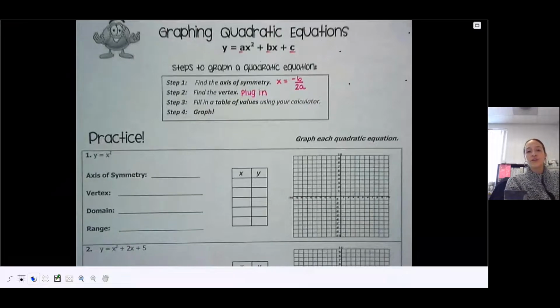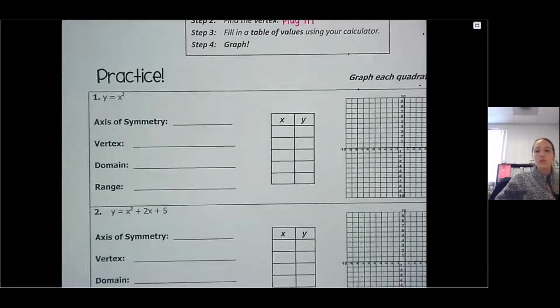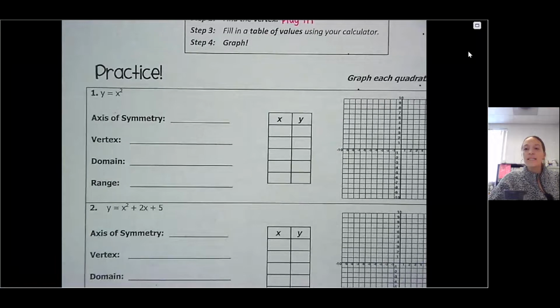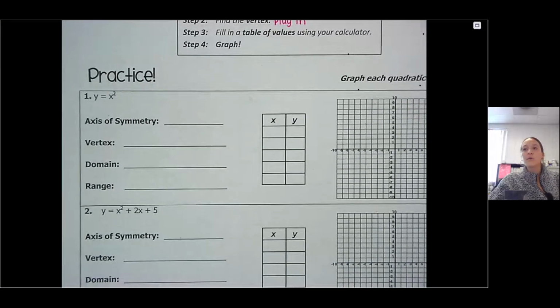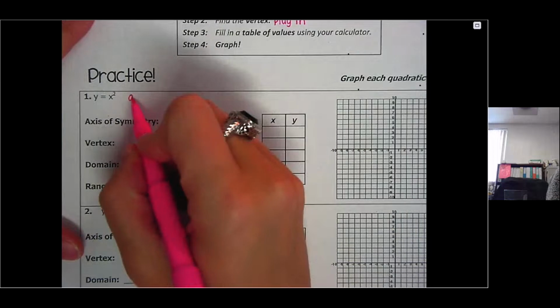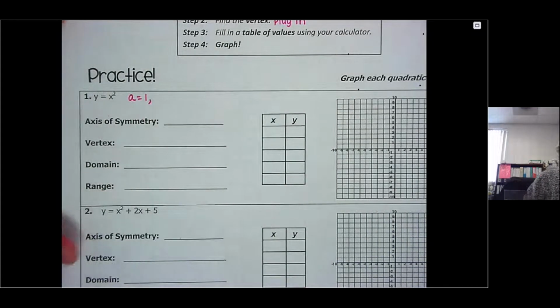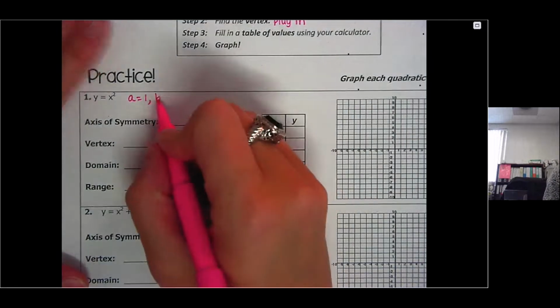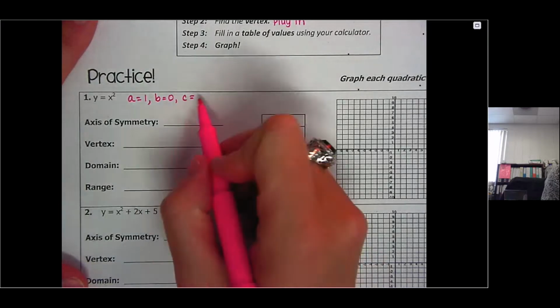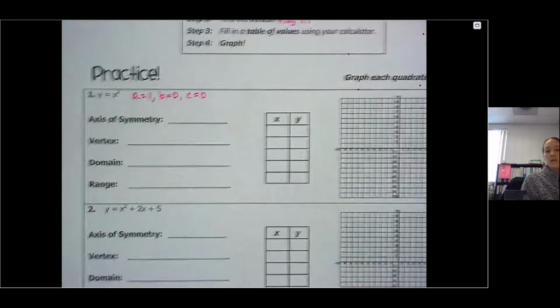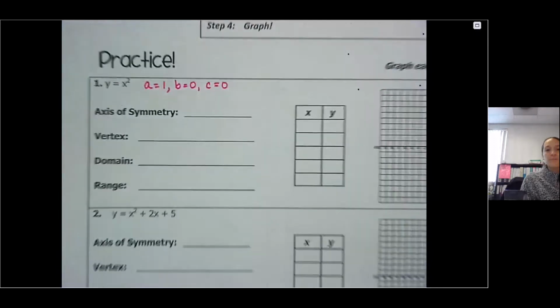So let's get started on the first one. Number one. First thing we're going to do is write down what our A value, our B value, and our C value is. So in number one, what is your A value? A value is 1. What is your B value? 0. There isn't a B value, so your B is 0. And what is your C value? It's also 0. Good. All right, so we've got our first three written down.